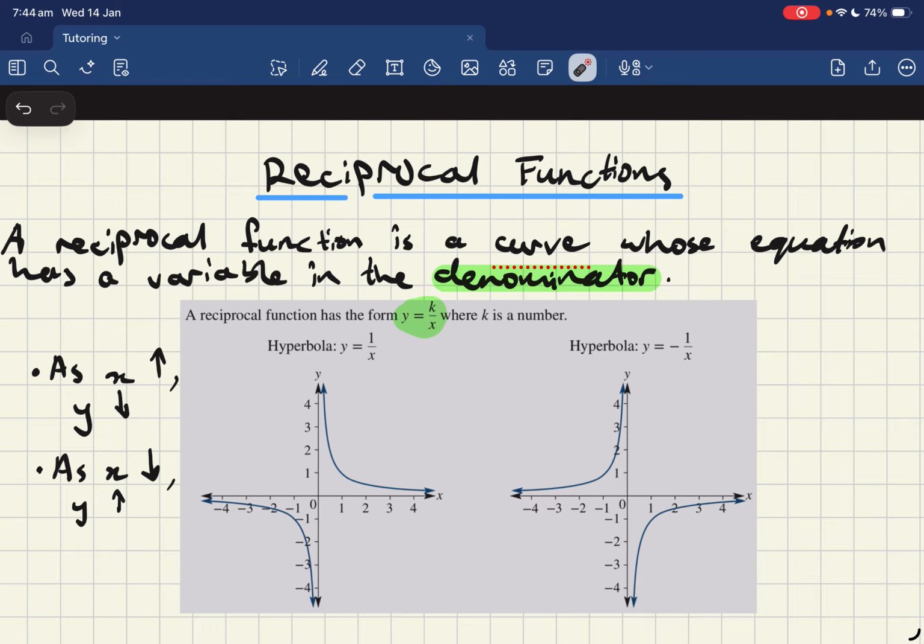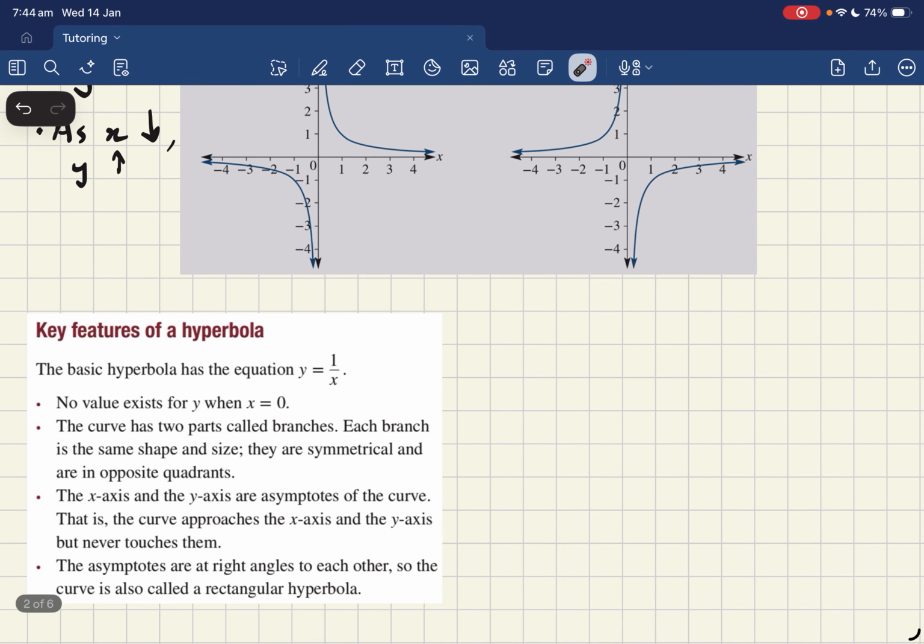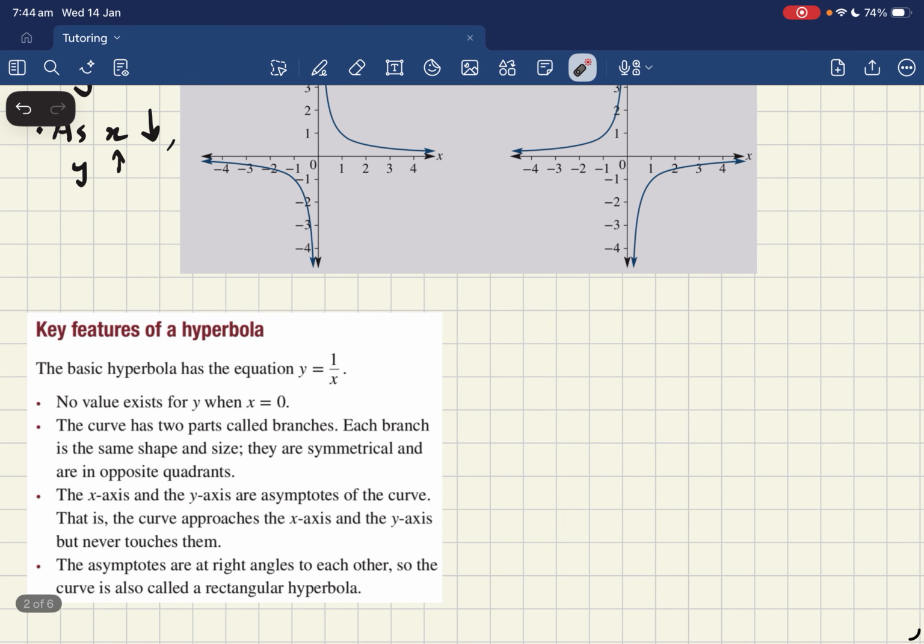But we get that same relationship happening. As x gets bigger, y gets smaller. As x gets smaller, the y output gets bigger. So these are some of these key features that we've kind of summarized.